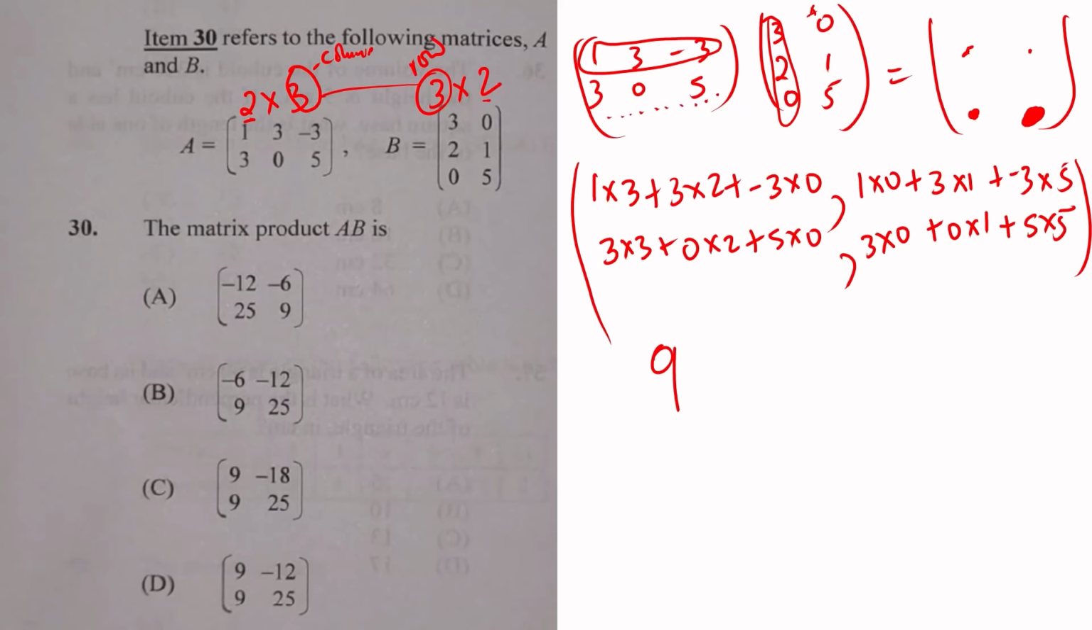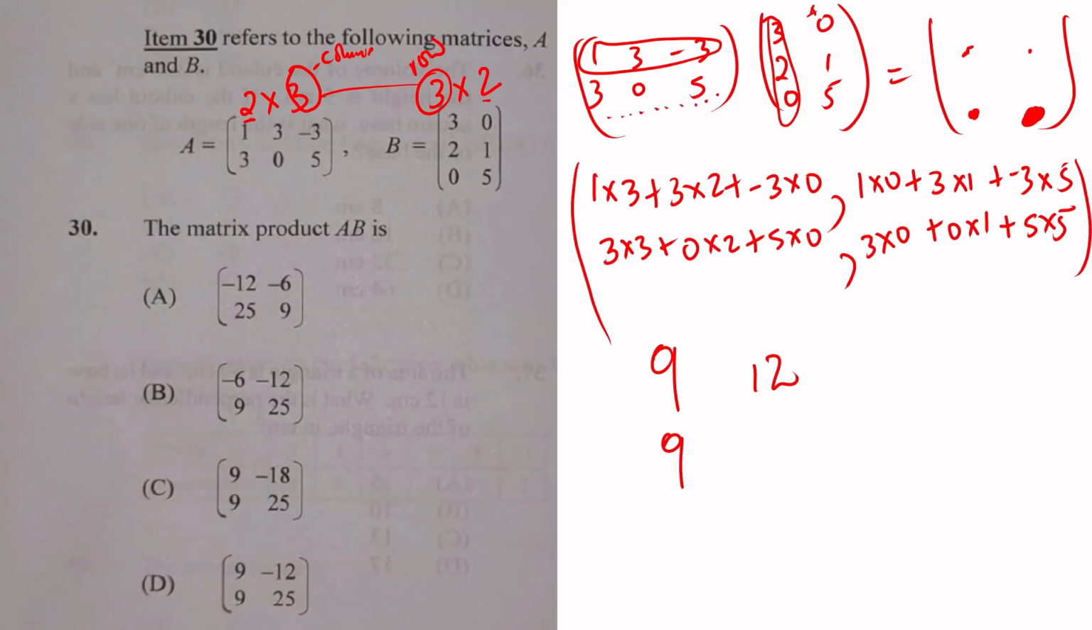I'm very sorry. Mental lapse. Then I have now 3, 3 is 9. Plus 0 plus 0, that's 9 again. Then we have 1 times 0, that's 0. Then we have 3 ones, 3 plus negative 15, so that gives us positive 12. And positive 12? Yeah, positive 12.